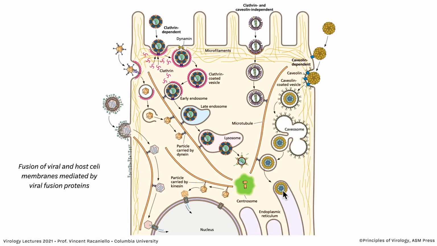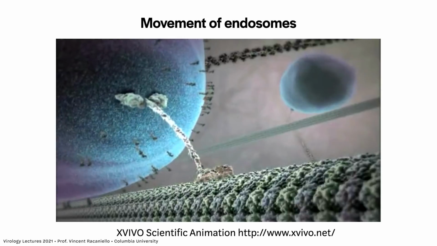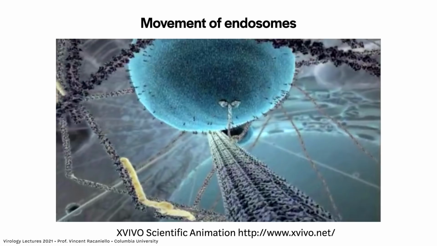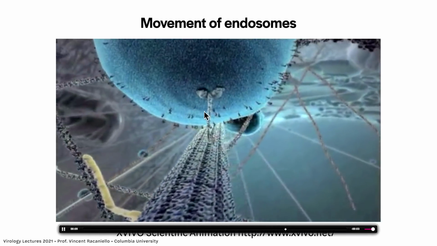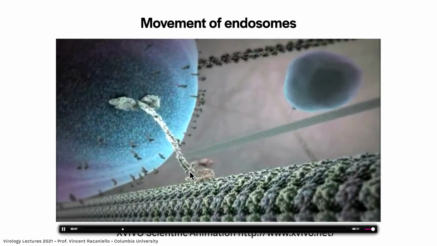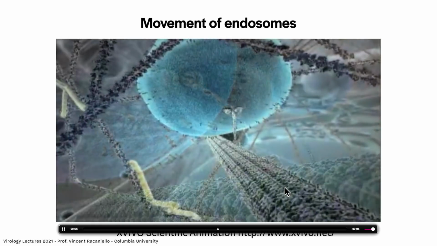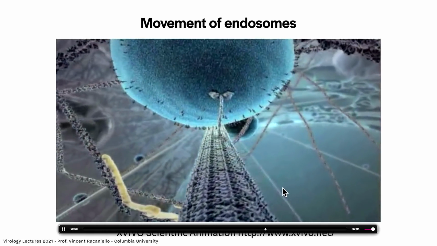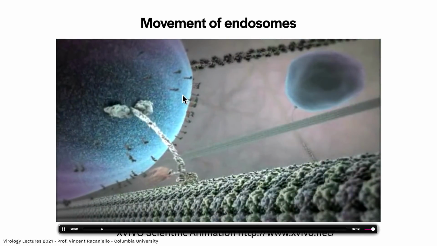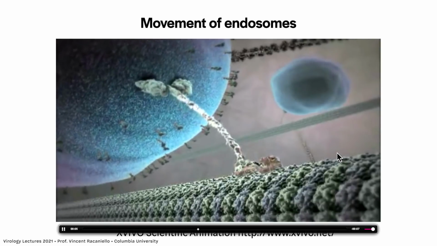So let's take a look at how some of these work in some detail. Now, this whole process lends itself to animations, and so a number of scientific animation companies have made them. This is an endosome moving on a microtubule by a motor protein. So that's what this walking thing is. These are dyneins or kinesins. They use energy, and that's an endosome being moved through the cell from the plasma membrane to the nucleus. So pretty cool.